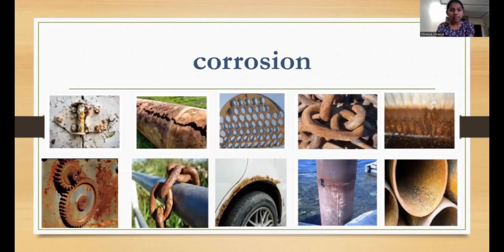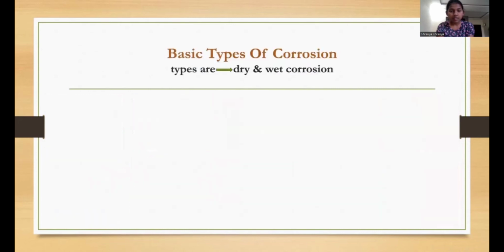Next, we have some examples of corrosion. We can see in these pictures. And next is basic types of corrosion, that is dry corrosion and wet corrosion.